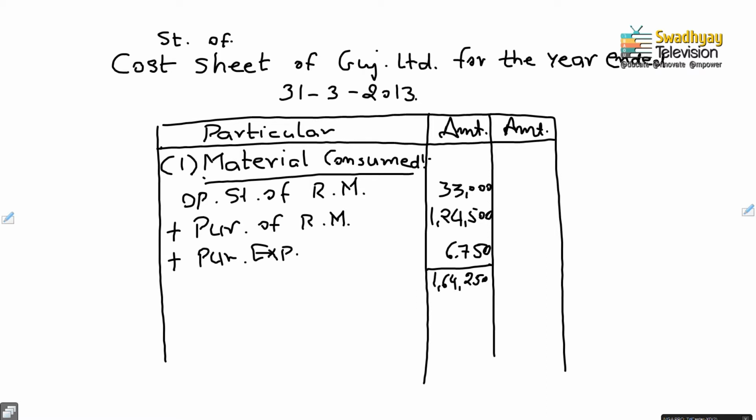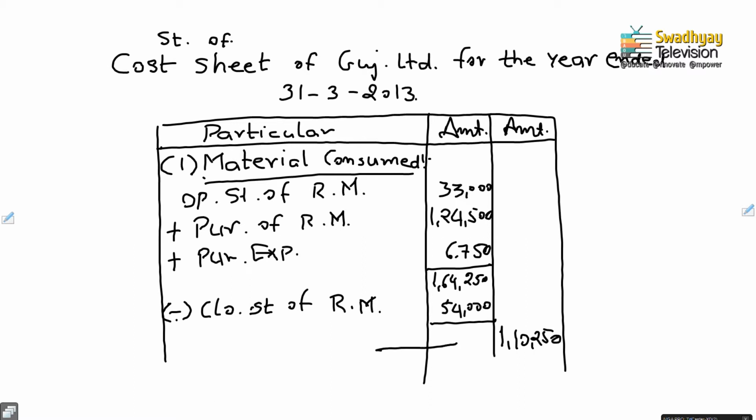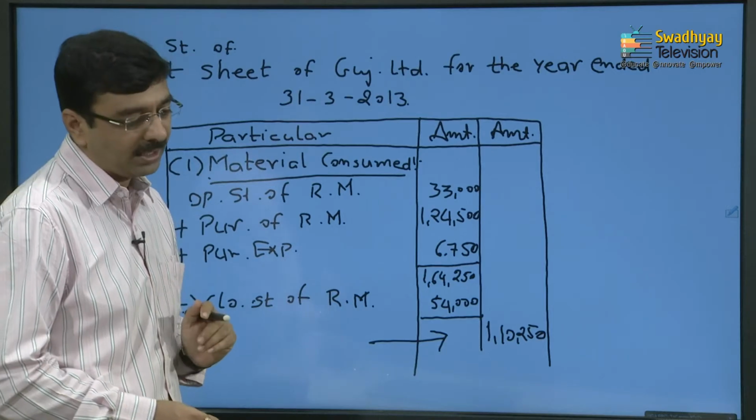That is 1,64,250 less closing stock of raw material. The closing stock of raw material would be deducted from this, that is 54,000 rupees. The 54,000 of closing stock of raw material would be deducted from the 1,64,250. Your net value is 1,10,250 rupees. That is your first answer.